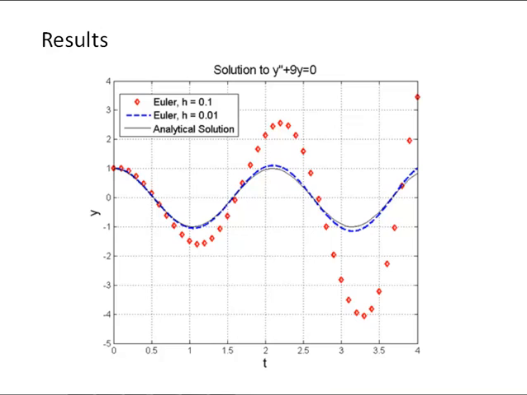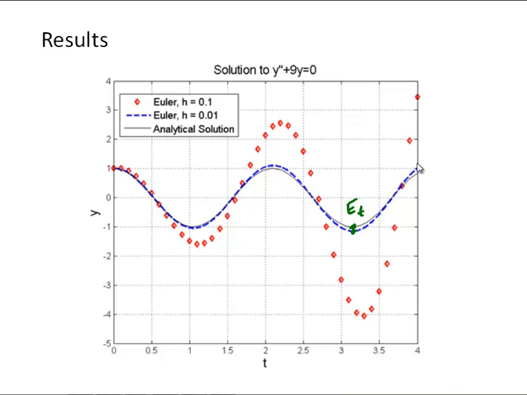We see the exact solution is the black line, the analytical solution, and Euler's method with two different h values. With h equals 0.01, we see it follows fairly closely. You can see that there is growing error, which we see most down around t equals 3. We see that that error is growing.